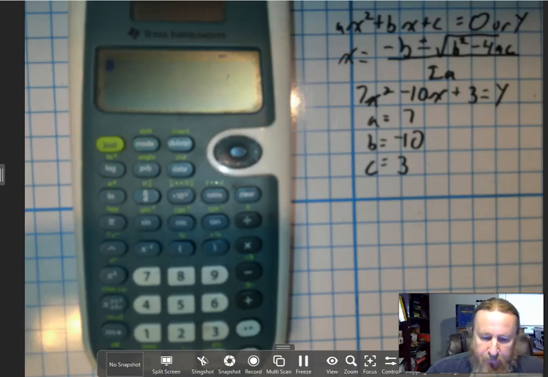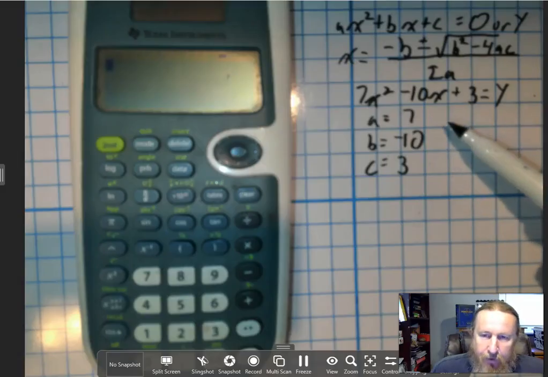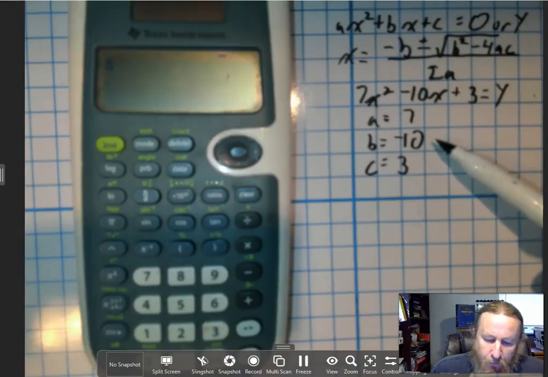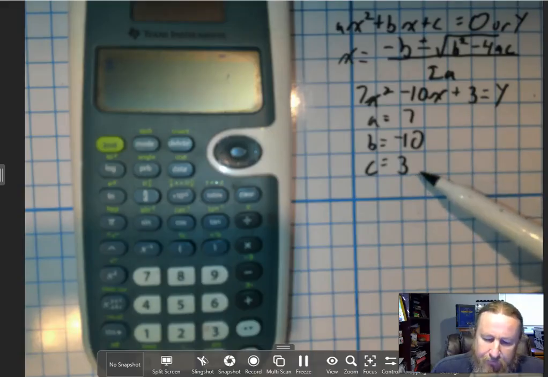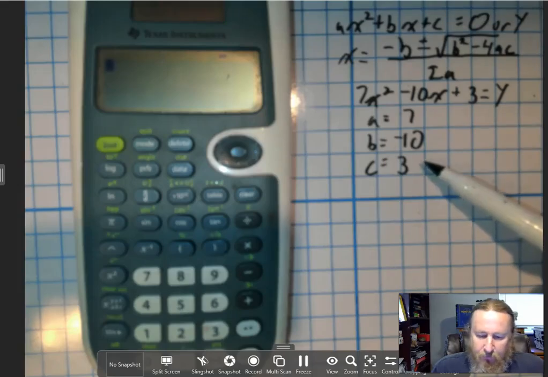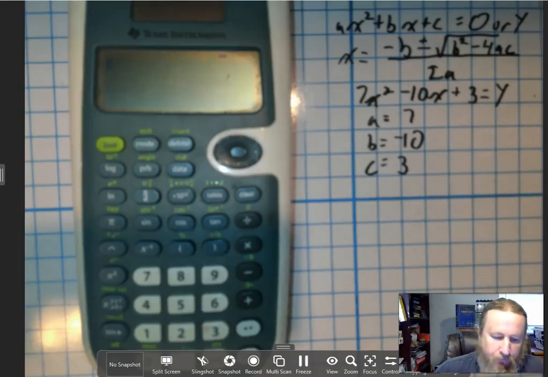For our next example problem, we are going to solve for y equals 0 for 7x squared minus 10x plus 3. For that, we have identified our a value is 7, because that is the coefficient of the x squared term. Our b value is -10, because that is the coefficient of the plain x, or x to the first power. And c is 3, because the number we are adding or subtracting is just 3. So now we are ready to start inputting in the calculator.